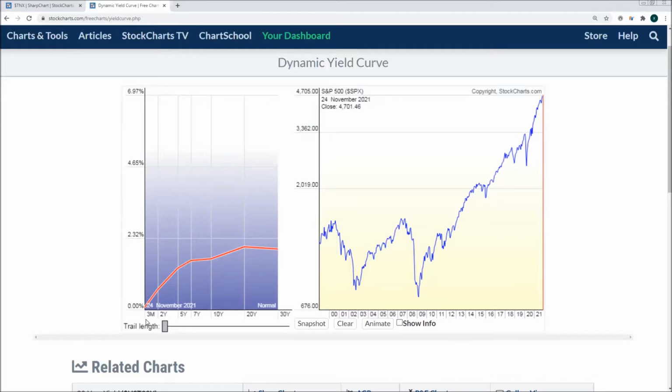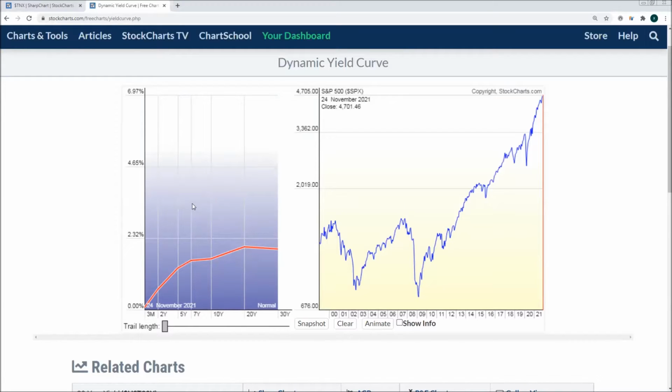So on the left, we have the interest rate that you're earning on 3 month, 2 year, 5 year, et cetera. And what I did notice is that we're just starting to get inverted on the 20 year and 30 year.